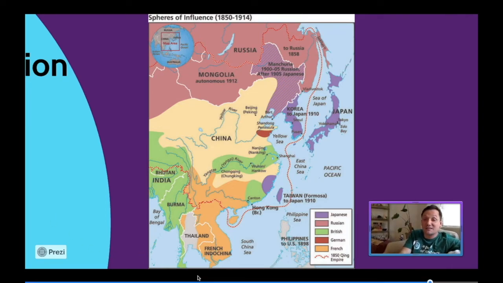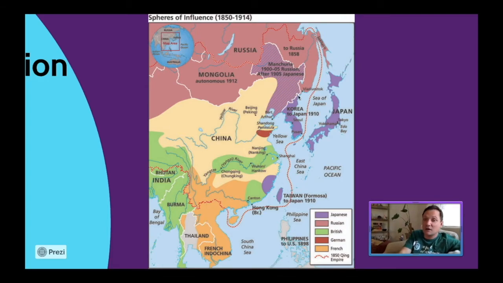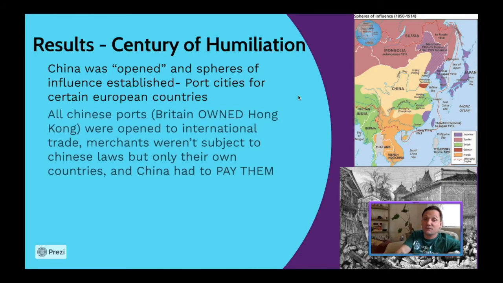Spheres of influence basically saying that the French will trade here and take all these goods from China. The British will be here, and they basically take over land that they had no business taking over. China was open. The spheres of influence will be established. All the Chinese ports were open to international trade. Britain is going to own Hong Kong literally up until the 1990s. Merchants also would not be subject to Chinese laws, but only to the ones of their own country, and the Chinese had to pay them for the Opium Wars.